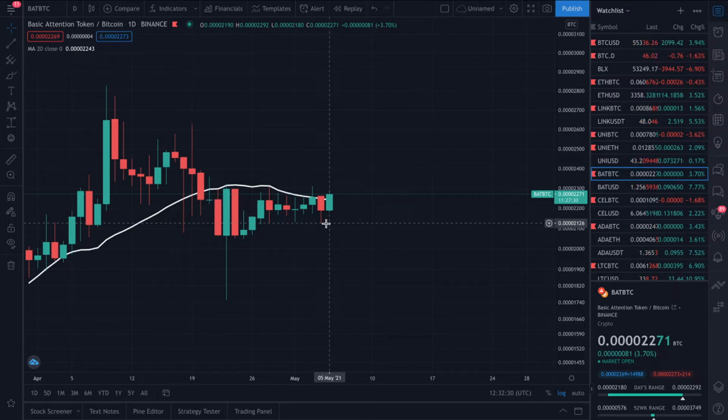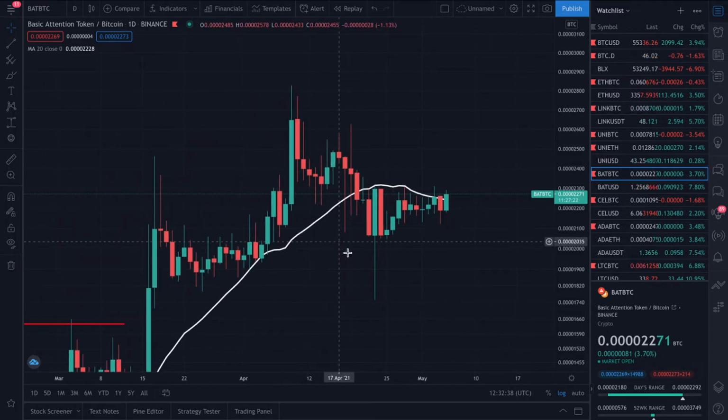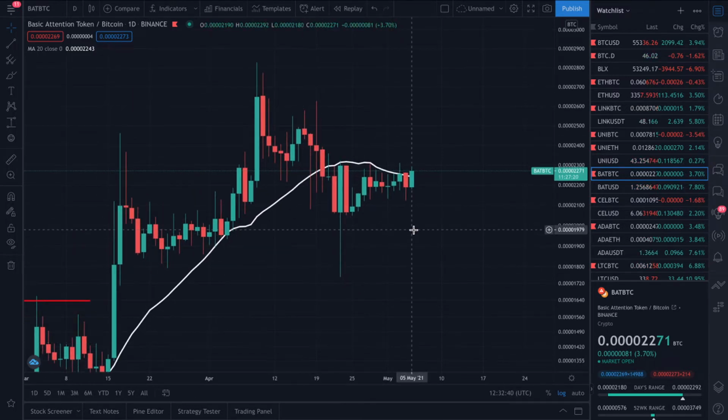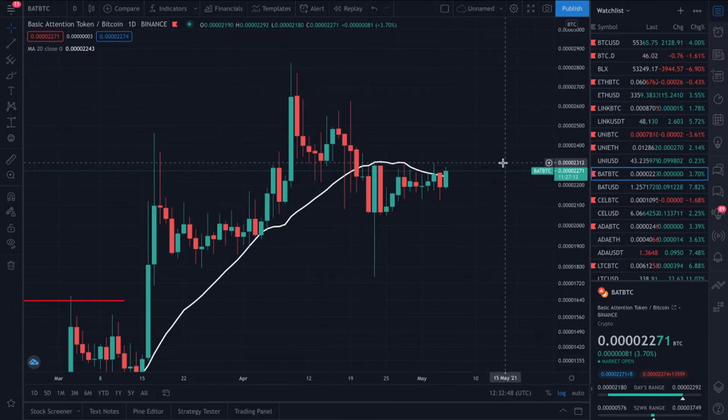The 20-day moving average is at 2,243 satoshis. We're currently trading at 2,271 satoshis. So very, very slim difference, but a difference nonetheless. And this is something that we're hoping for. This is something that we're waiting for. We're waiting for basic attention token to get back above the 20-day moving average against Bitcoin.